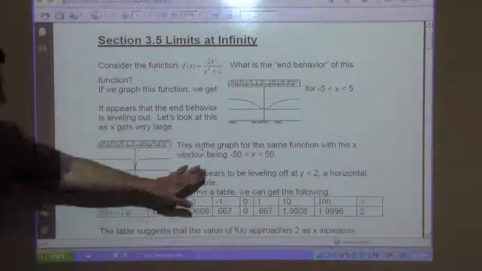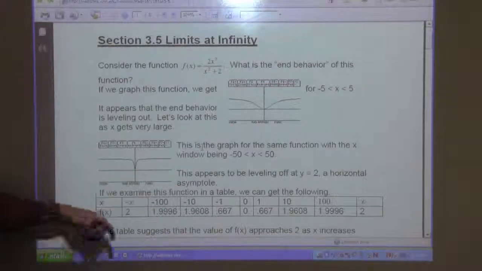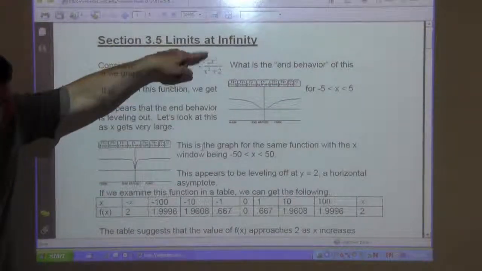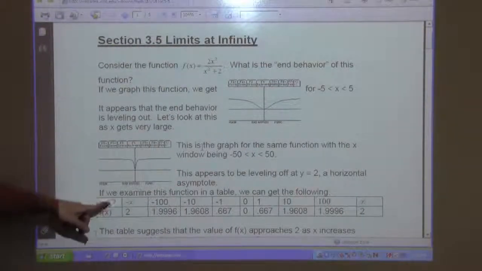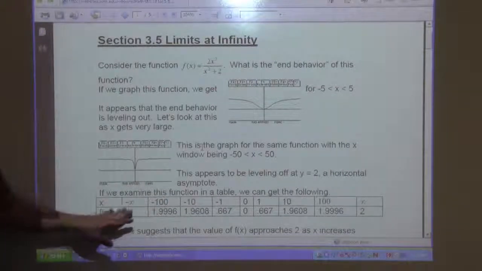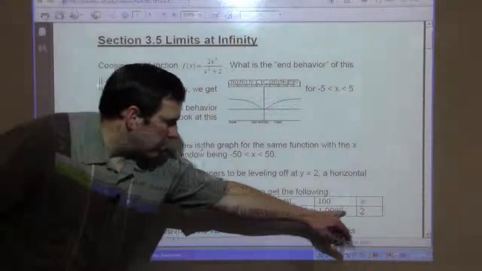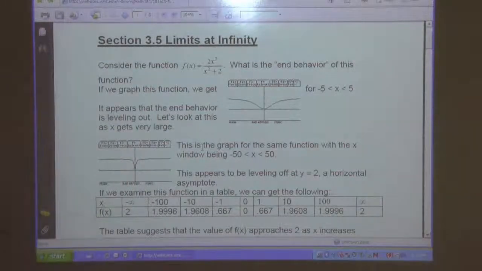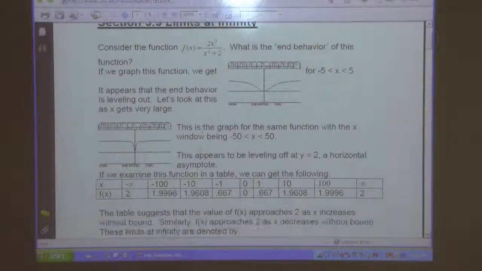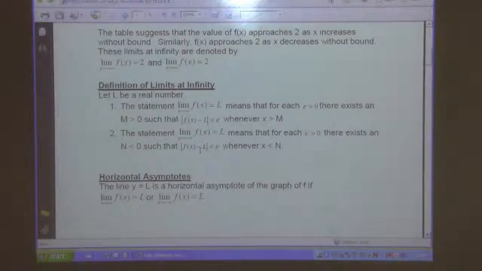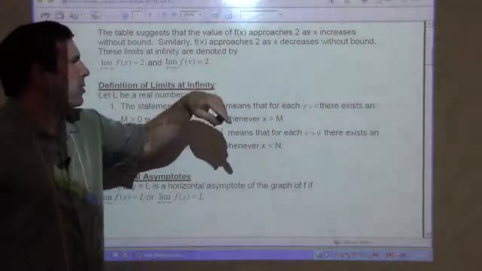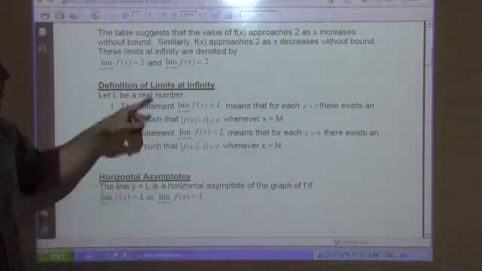So this appears to be leveling off at y equals 2. You might expect that, 2x squared over the x squared there. If we examine this in the table, you can see these values. As x gets really big, it gets closer and closer to 2. So the table suggests that the value of f of x approaches 2 as x increases without bound. Similarly, f of x approaches 2 as x decreases without bound.